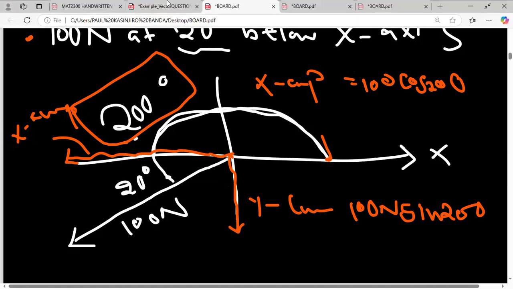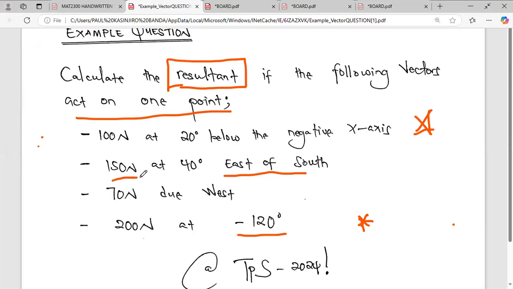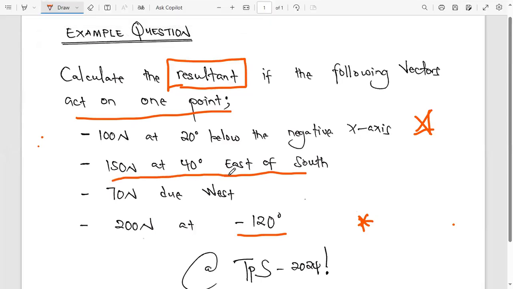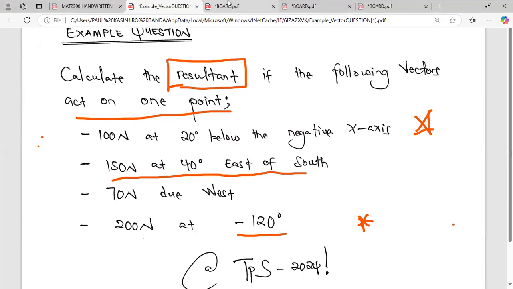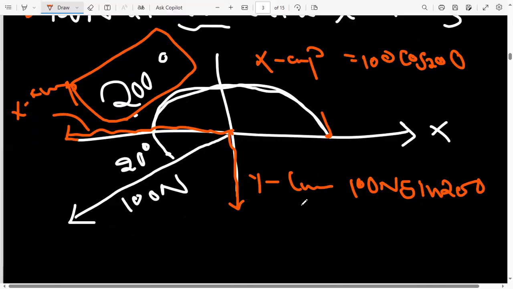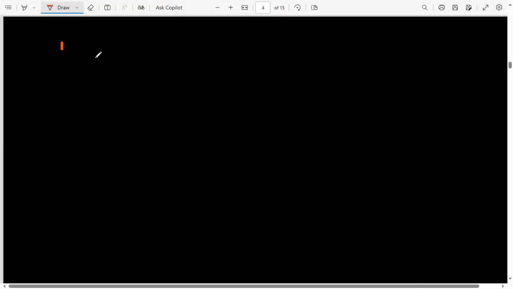And then the second one was what? Let's check. The second one was 150 newtons at 40 degrees east of south. Okay, so we'll have to draw that. So east of south, so 40 degrees east of what? South. So what did I say about such?